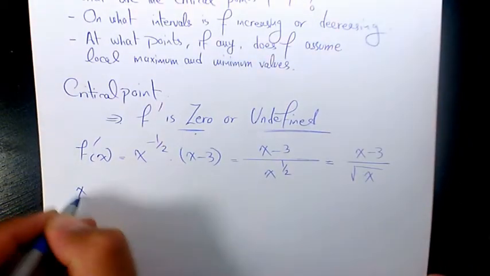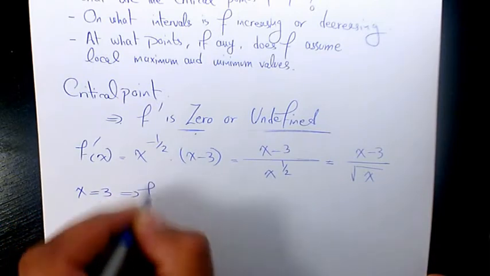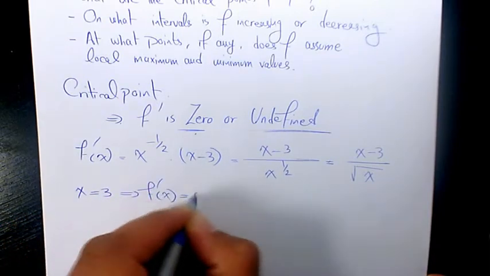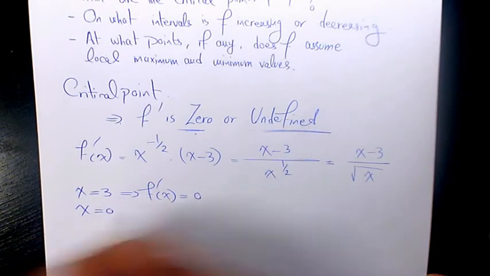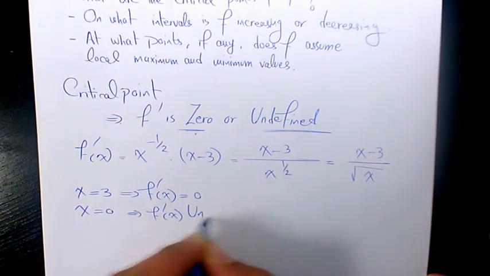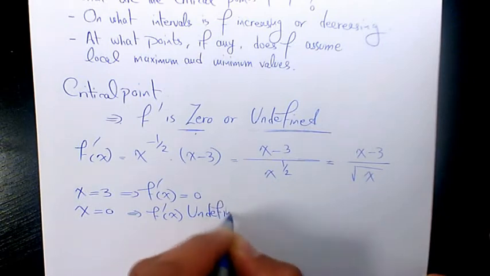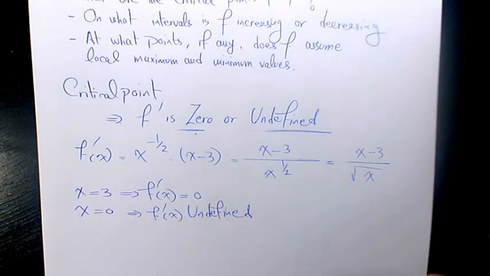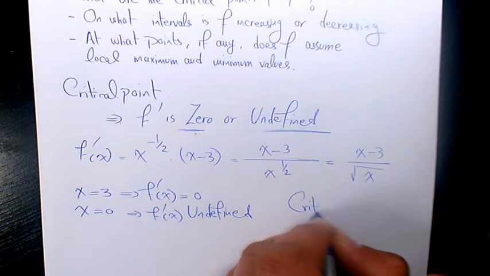So when x equals 3, f prime x is going to be 0. And when x is 0, since the denominator is going to be 0, f prime is going to be undefined. So we have two critical points. So these are going to be the critical points.